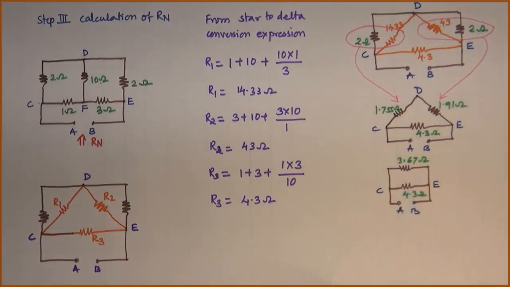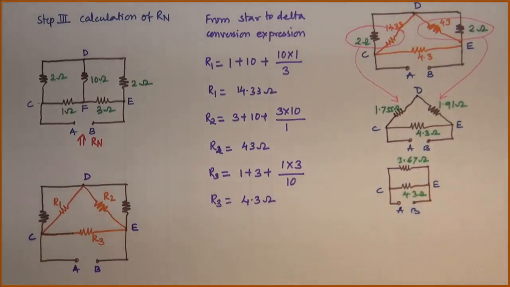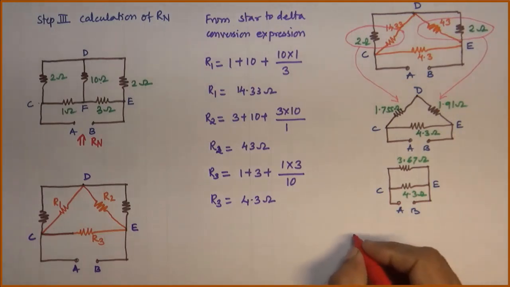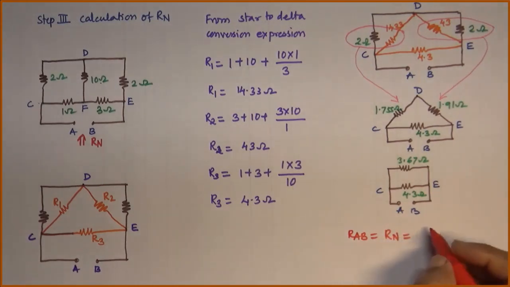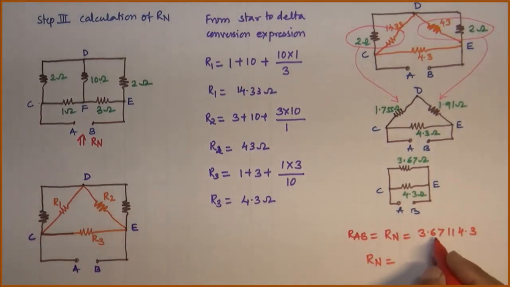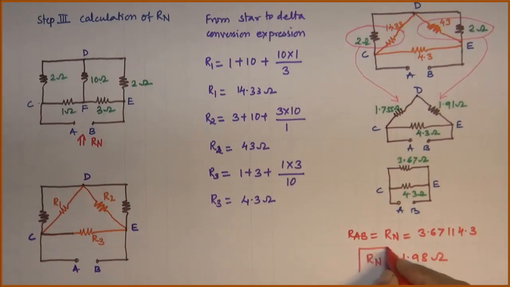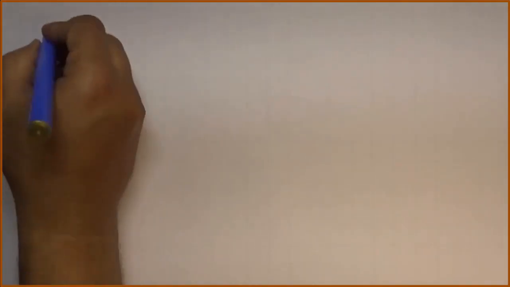Now these two resistances, 3.67 ohm and 4.3 ohm, are in parallel and they are connected across AB. So finally we will write RAB as RN. If you solve the parallel circuit for 3.67 and 4.3, we will get RN as 1.98 ohm. So we have calculated the values of IN and RN. The last step will be the calculation of IL by drawing Norton's equivalent circuit.